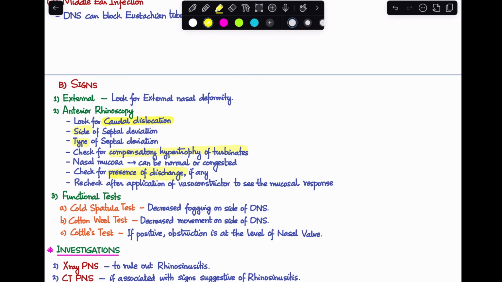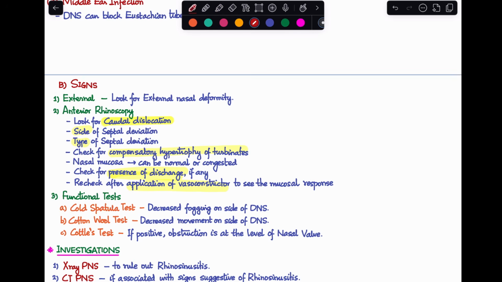So in that case, your treatment profile will change. You'll have to perform endoscopic sinus surgery, FESS, along with septoplasty to correct the DNS. So this is something you'll have to look out for. Another thing you have to do is recheck after application of a vasoconstrictor agent to see whether the mucosal response is present or not, whether you even need to do a surgery in these cases or not. So these are all the findings of anterior rhinoscopy.